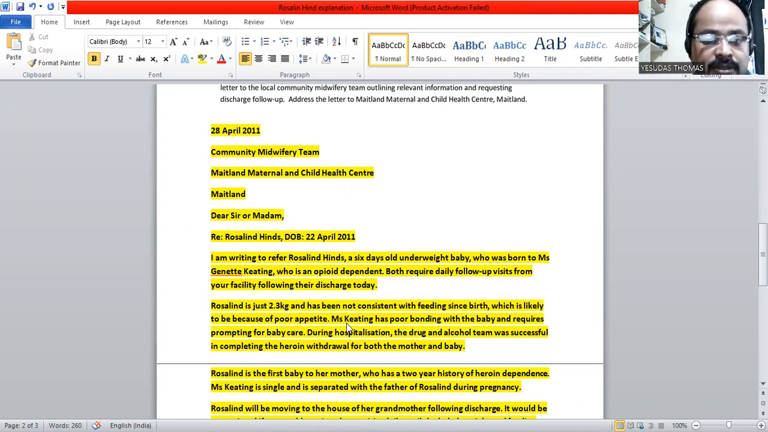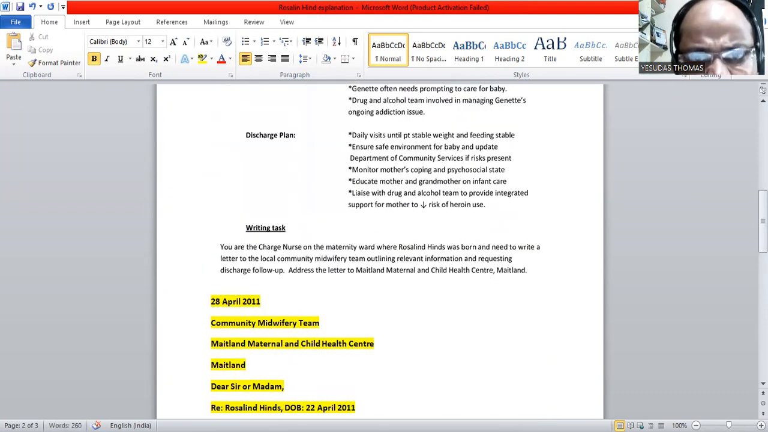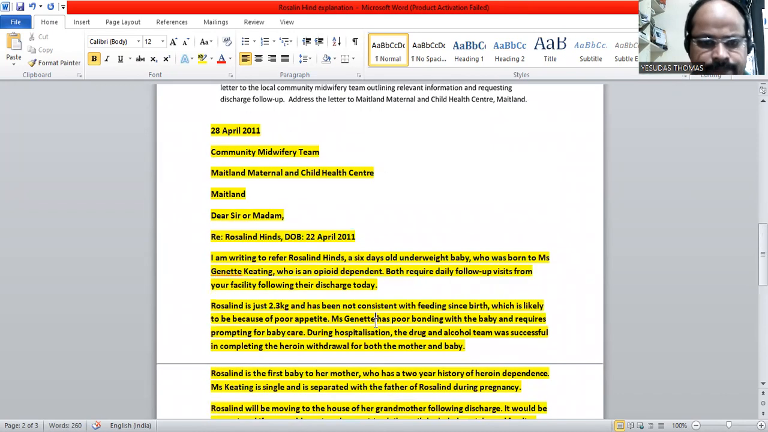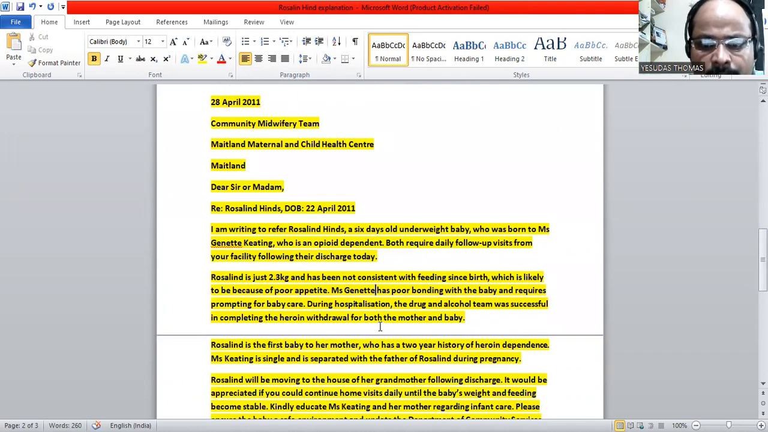Miss Keating, so I just go with Janet instead of Keating here, because in the case note it was given like that, Janet, okay. Miss Janet has poor bonding with the baby, because it was given Janet, right? Yes, Janet. Miss Janet has poor bonding with the baby and requires prompting for baby care.